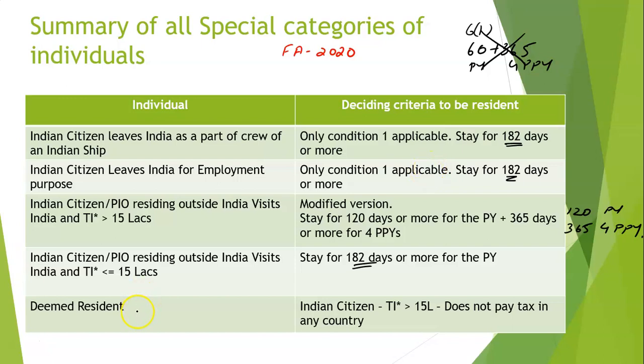And finally, deemed resident. A person shall be considered a deemed resident if the person is an Indian citizen with a total income only from Indian sources exceeding 15 lakhs, that is, a total income exceeding 15 lakhs which is purely from Indian sources, and finally, does not pay tax in any country. Simple, yeah? And do keep in mind, deemed resident is nothing but a section which the Income Tax Act brought in to catch certain assessees who try to evade tax.